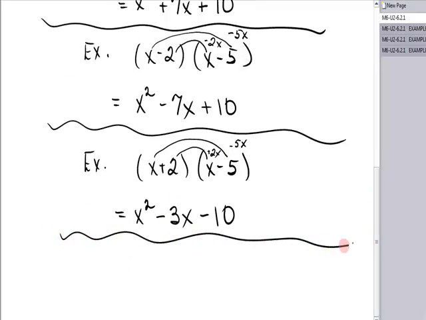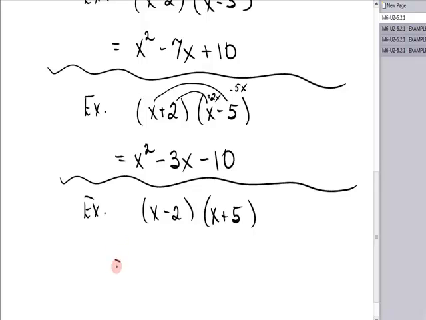All right, one more. What if I had x minus 2 times x plus 5? How would that differ? Well, the product of the first would still be x squared. The outer product would be positive 5x, and the inner product would be negative 2x, so I still take the difference, but this time the big one was positive, so I end up with plus 3x. Then negative 2 times positive 5 is still minus 10.